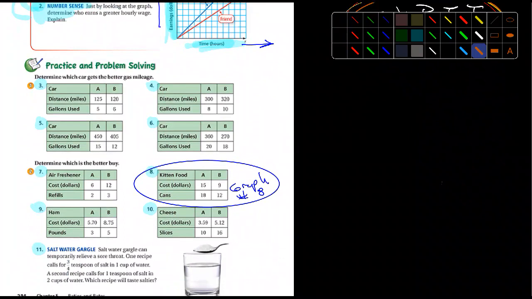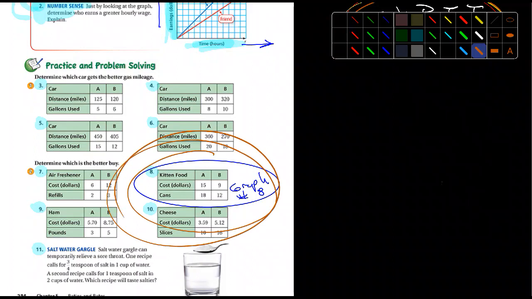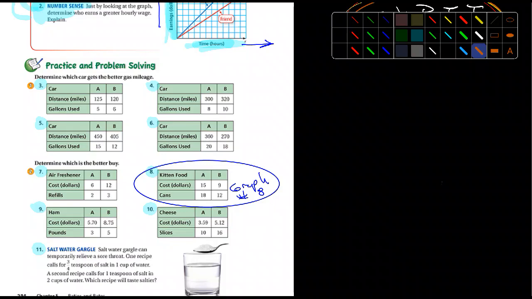I'm going to do number 3 for you. And let me say this, and this is important. The only one you have to graph is number 8. That's the only one I'm going to ask you to graph. There's a way you can figure all these out, which I'll explain after I show you how to graph this.